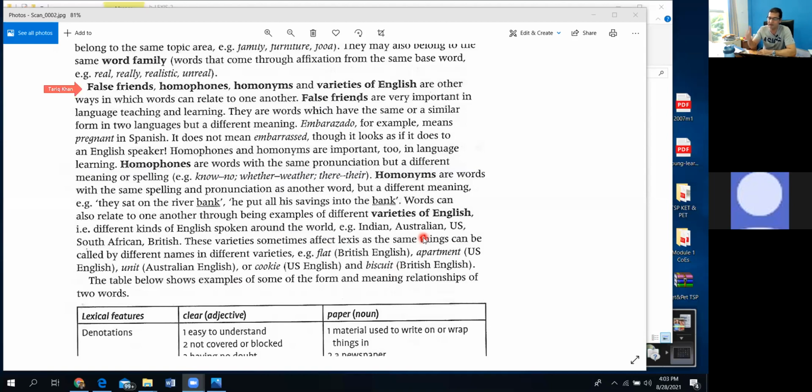So you can see when the cricketer speaks, they speak in a different way. Likewise, US English, then South African English, British English. These varieties sometimes affect Lexis, as the same thing can be called by different names in different varieties. Now, Lexis is dealing with the vocabulary. Now, in these languages, they call one thing with different names, like, flat.